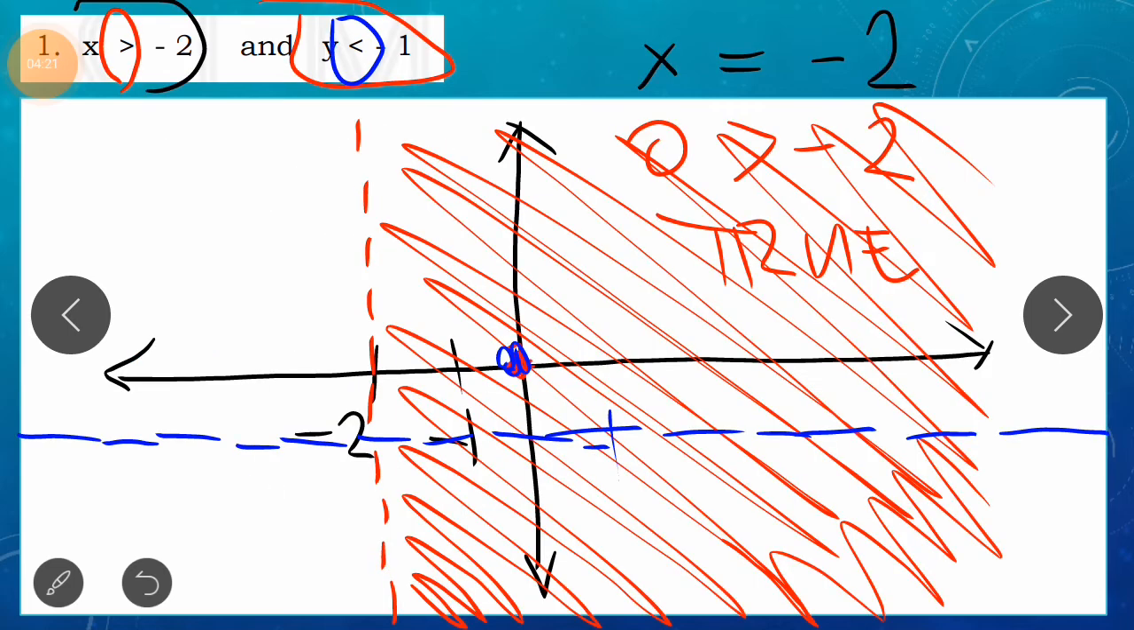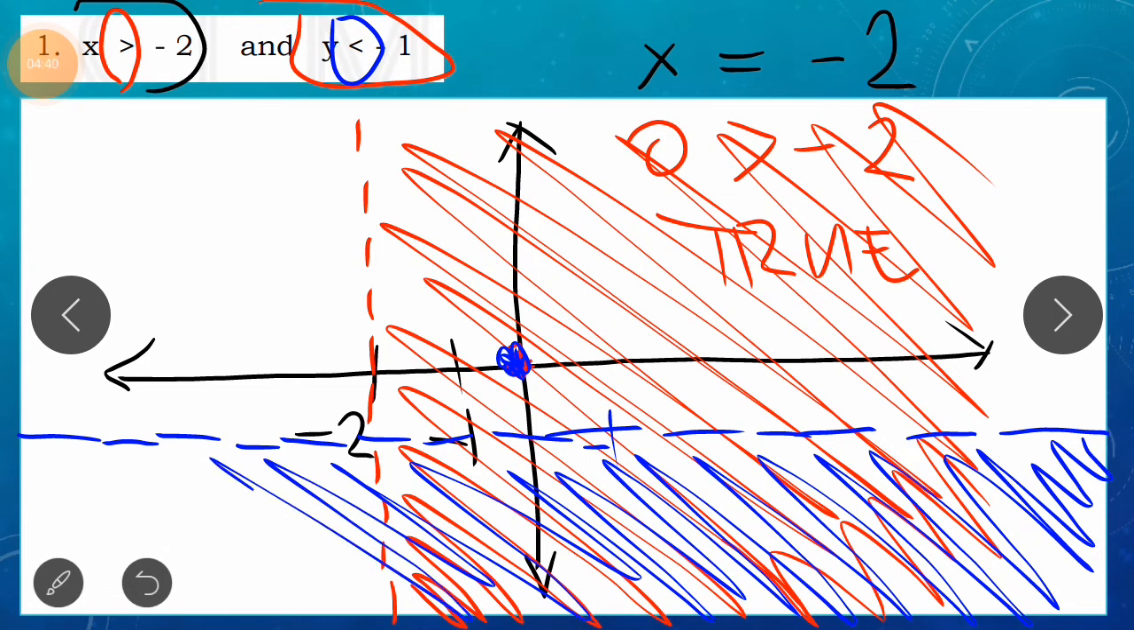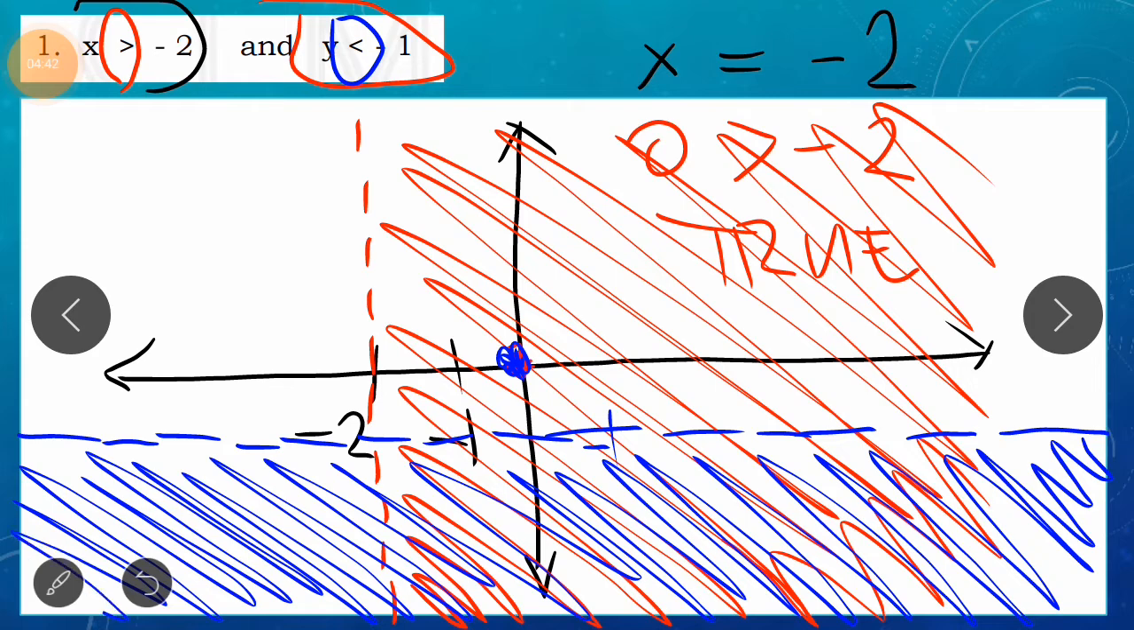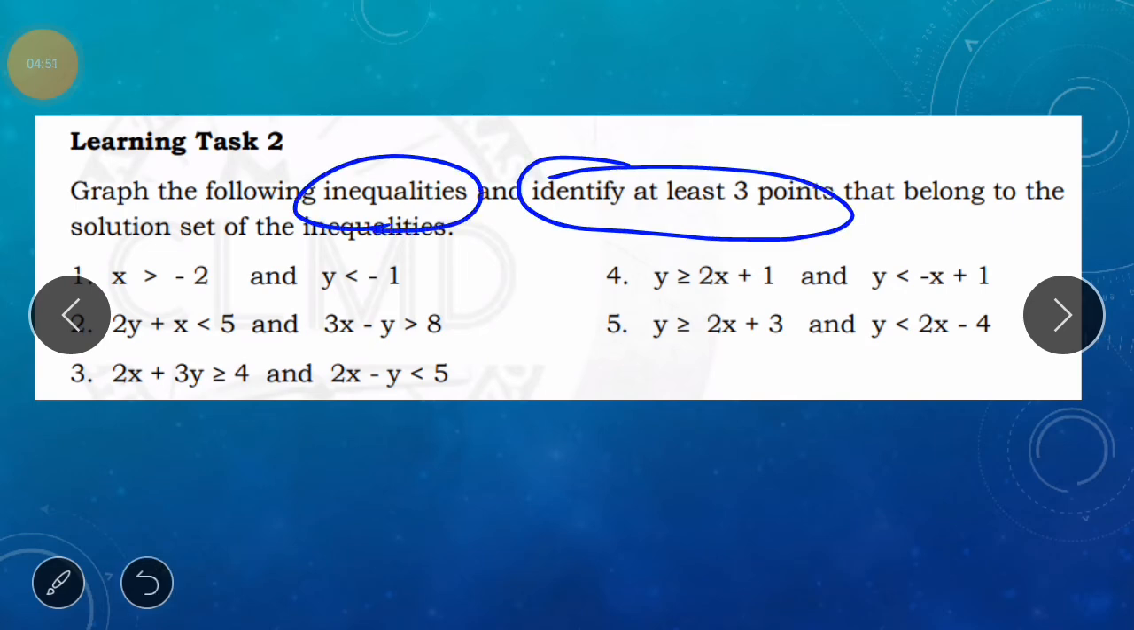So since this is false, it means that our solution for y is less than -1 is the lower part, because we got false on this one, which is on the upper part. So the solution therefore must be the lower part. Okay, so let's shade this. Now the direction for learning task number 2 is not just to graph the inequalities, but we have to identify 3 points that belong to the solution set.